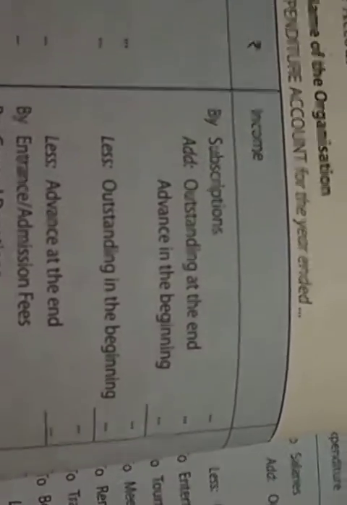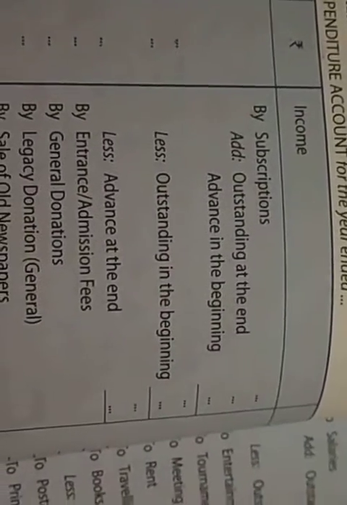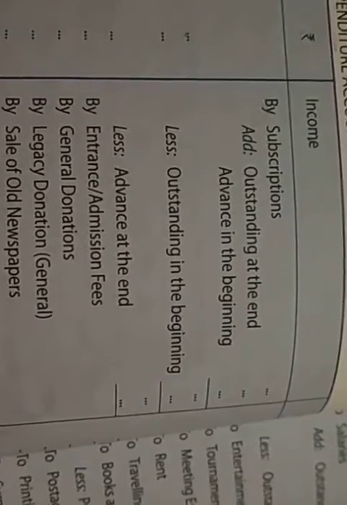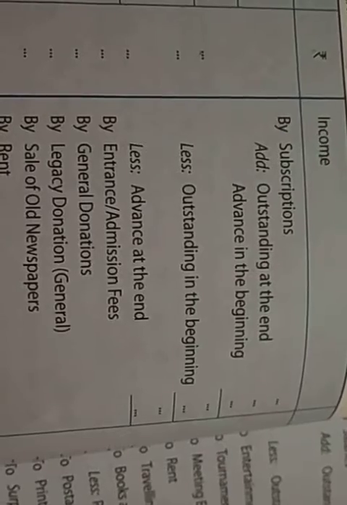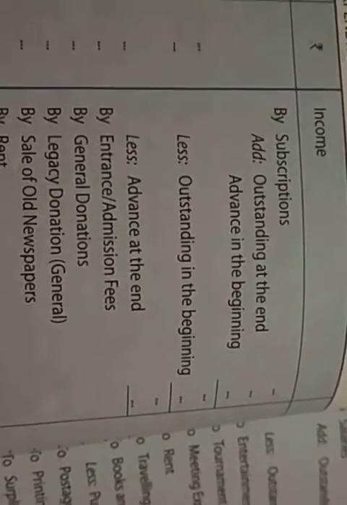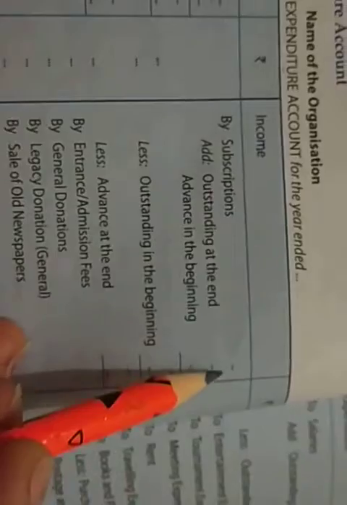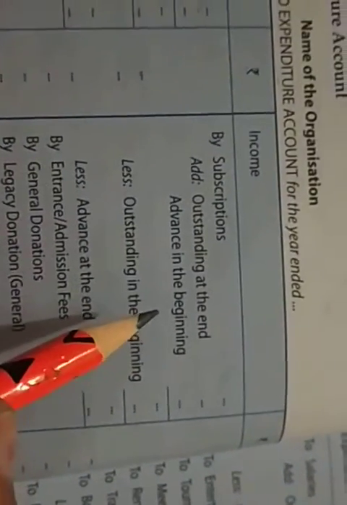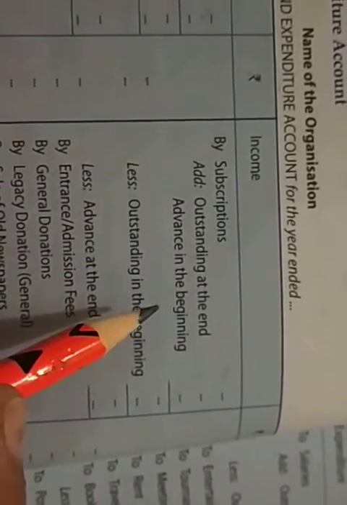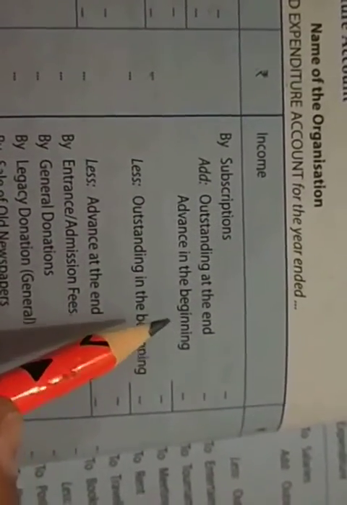Subscription is the major source of revenue for the NPOs, because the members who subscribe, who become a member of the NPO, give subscription money, and that subscription money is very helpful for running this NPO. So we will write here whatever subscription we have received, it will be an income for us, and then we will add outstanding at the end. We will follow the same method, revenue nature and current year. So whatever subscription is related to next year, we will deduct. Any subscription related to the previous year, we will deduct. We will include only current year subscription.